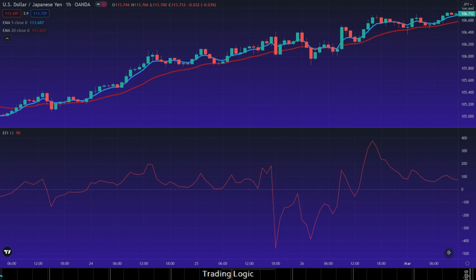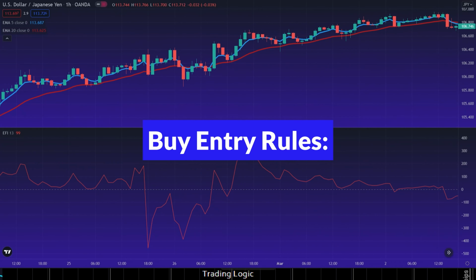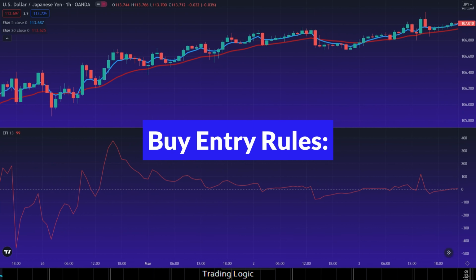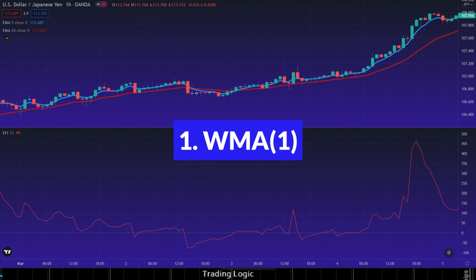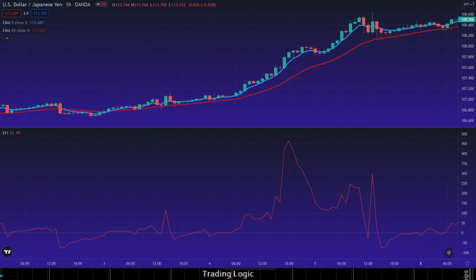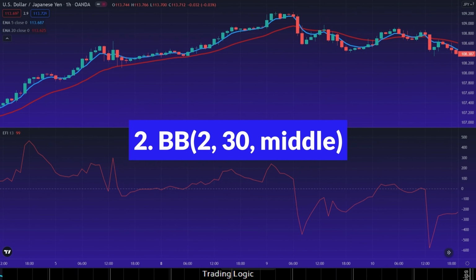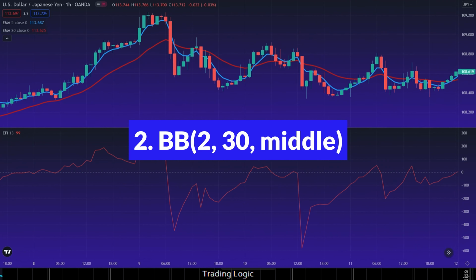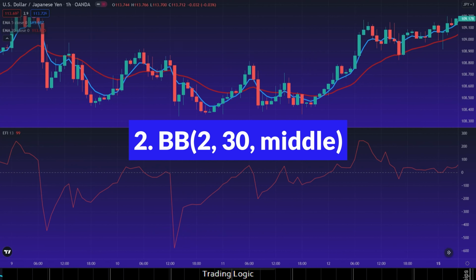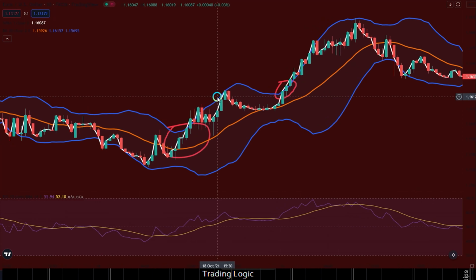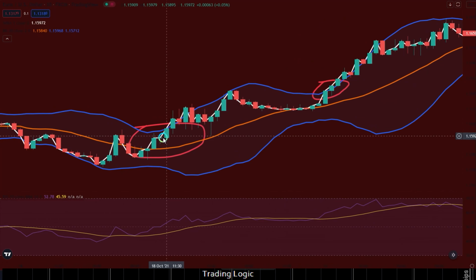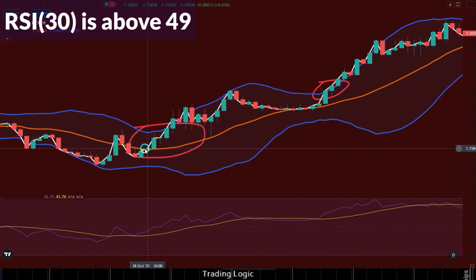So what are our buy entry rules? Our buy entry rules are the following. We will need one VMA, that is one period, and we will need Bollinger Bands with a deviation of 2, a period of 30, and we will be watching the middle line. And the first condition is the following. When the VMA crosses above the Bollinger Bands middle line, it is our first condition.